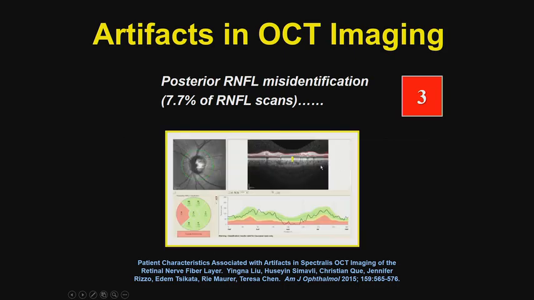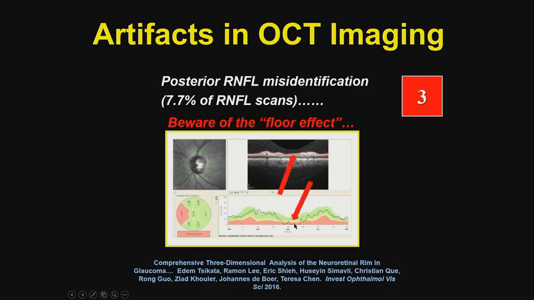So here's another example of segmentation artifact. This one is easy to spot because you have an RNFL of 0 microns. We know this is an artifact and is not possible because of the floor effect. The floor effect is, of course, in an advanced glaucoma patient when almost all the nerve tissue is gone. You still have at least 50 microns plus or minus of non-neuronal tissues such as glial cells and blood vessels. And this floor effect is different for different machines, but is around 50 microns.